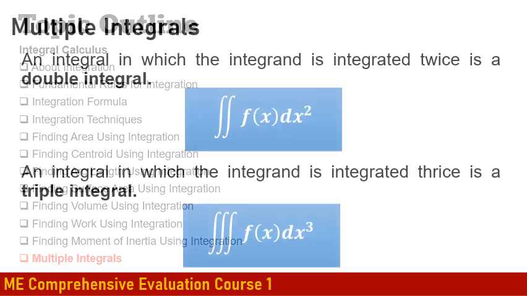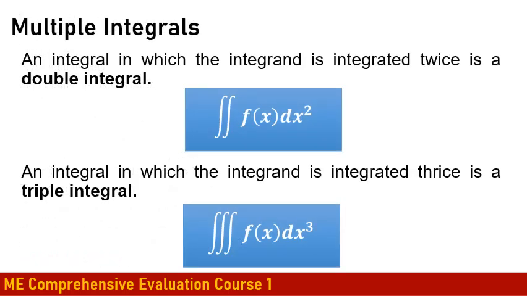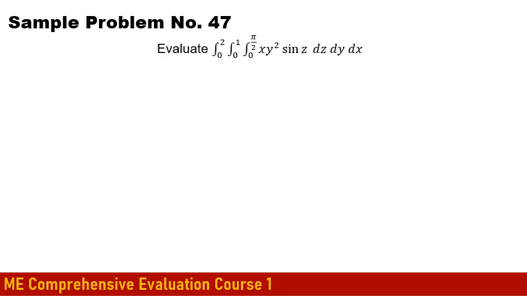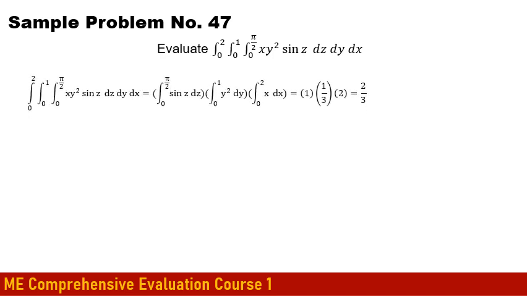Multiple integral. An integral in which the integrand is integrated twice is a double integral, denoted by this notation here. An integral in which the integrand is integrated three times is a triple integral, denoted by this notation here. Evaluate the integral of this function here. We can actually integrate each part and multiply them. So for sine z dz, for y squared dy, and for x dx. Then we will multiply each of the results so that our final result will be 2/3.